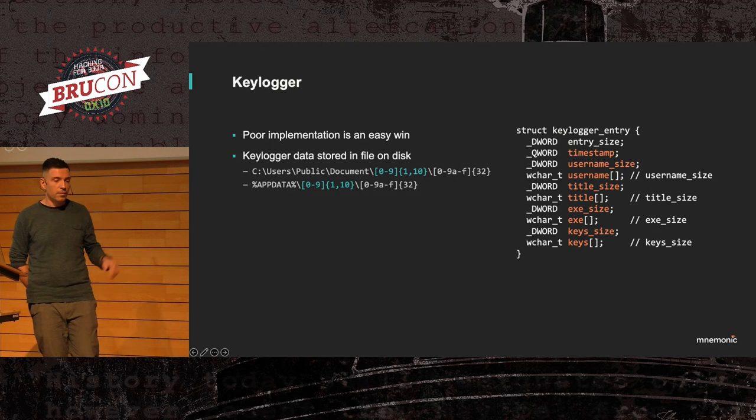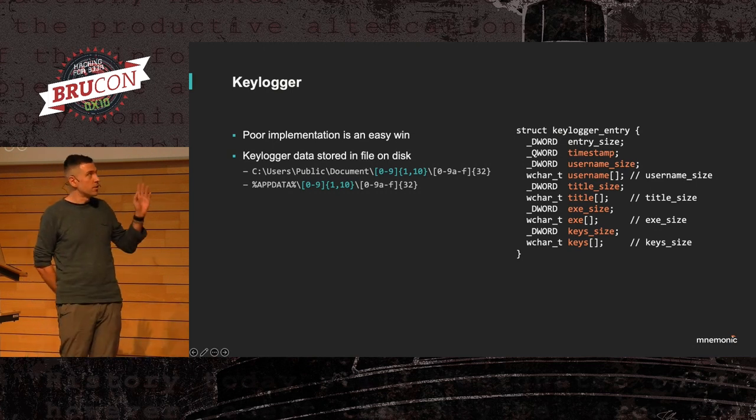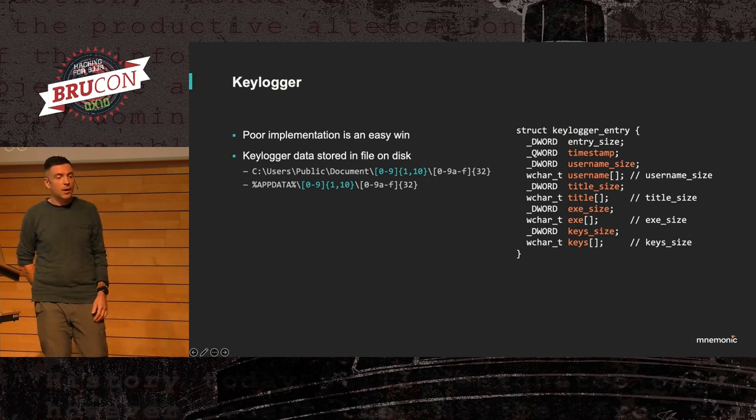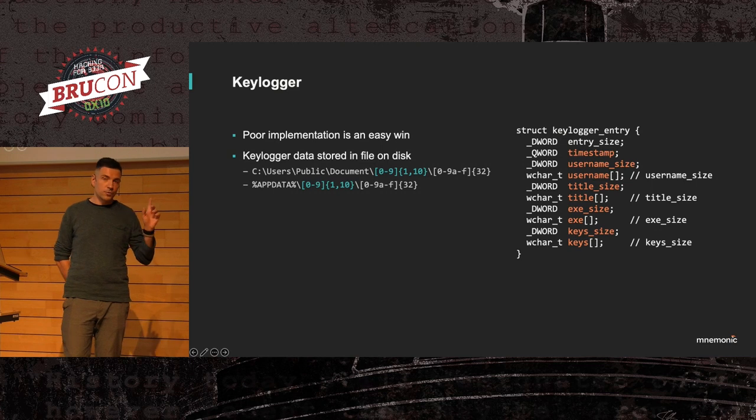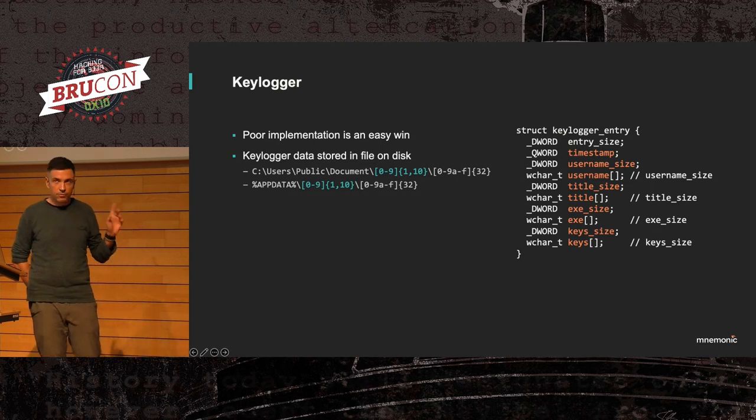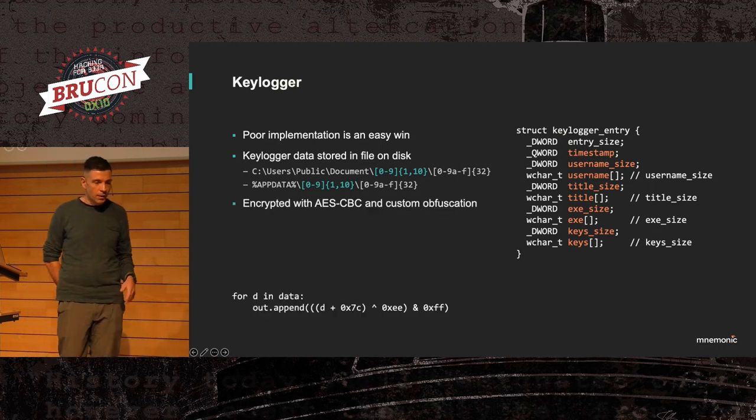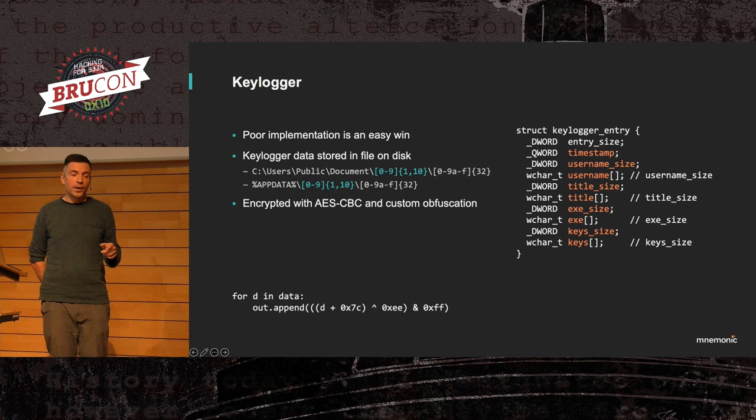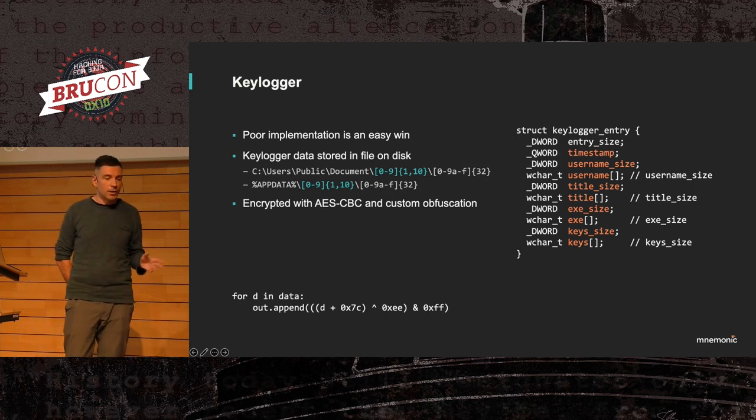The path is provided there, and the structure for each entry is also provided on the right-hand side. All of the orange fields are encrypted. So that's the main problem. They are encrypted with AES CBC and a custom obfuscation algorithm that we provided below, which are just hard-coded values. And in order to actually get hold of the keylogger data, you need the AES key.